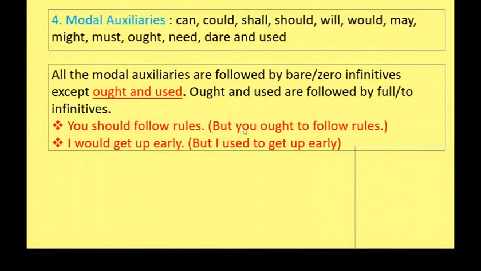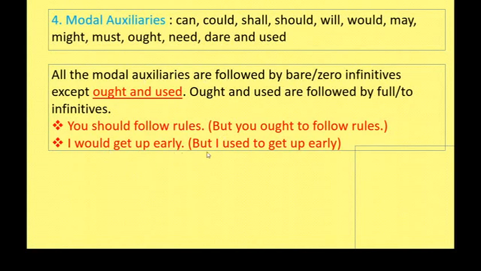Dear students, now we will discuss the rules relating to modal auxiliaries. Modal auxiliaries are can, could, shall, should, will, would, may, might, must, ought, need, dare, and used. All the modal auxiliaries are followed by bare or zero infinitives, except ought and used. Ought and used are followed by full infinitives.